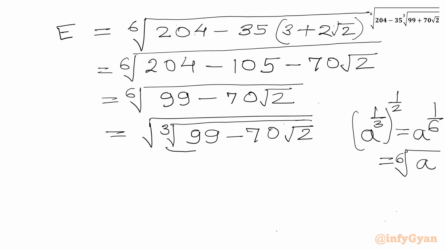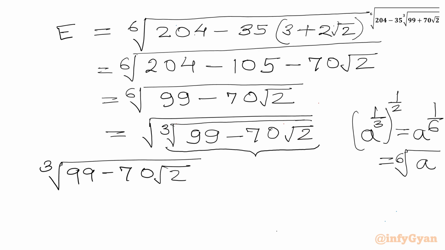Now we have just calculated cube root of 99 plus 70 square root 2, 3 plus 2 root 2. So I can write directly cube root of 99 minus 70 square root 2. This value will become 3 minus 2 root 2. So I can write expression E will become a square root of 3 minus 2 root 2.